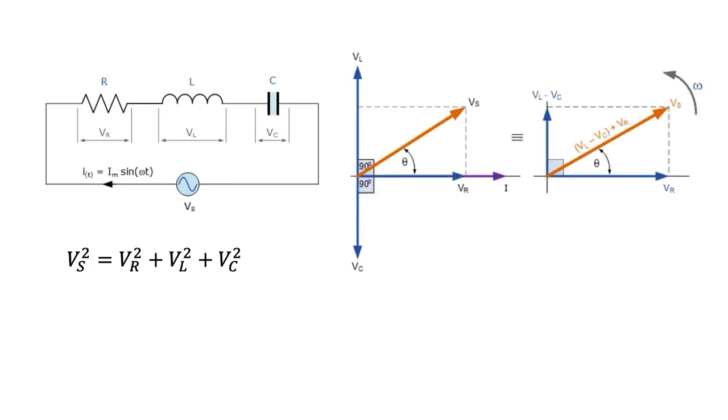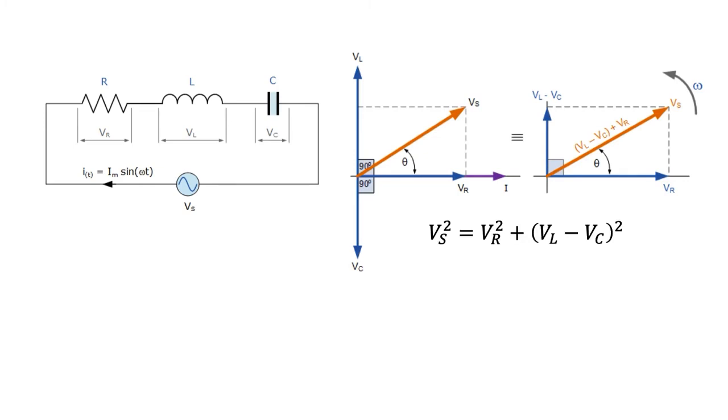Since the phasor for the capacitor voltage and inductor voltage are 180 degrees out of phase, the sum of these two voltages is just VL minus VC. Thus, we can rewrite the expression for the source voltage to that shown. We can then determine the phase angle to be the angle between the phasor describing the sum of the capacitor and the inductor voltages, and the phasor describing the resistor voltage. The phase angle is then the inverse tangent of VL minus VC divided by VR.